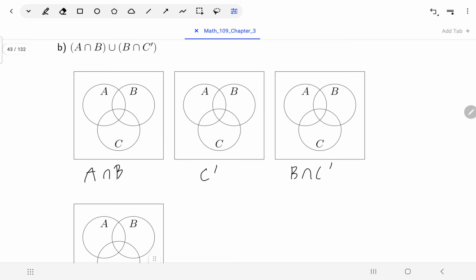A intersect B. So these would be things that are inside of A and also inside of B. And there are 2 little shaded regions there. There's our A intersect B. C complement, everybody outside of C. So I've got all that to shade.